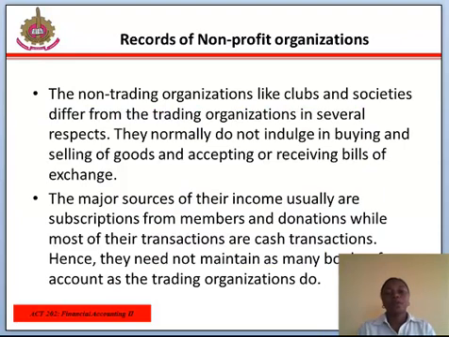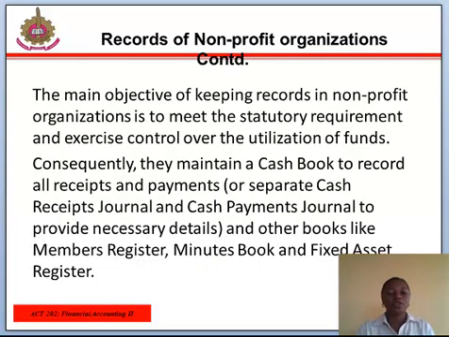Records of non-profit organizations. The non-trading organizations like clubs and societies differ from the trading organizations in several respects. They normally do not indulge in buying and selling of goods and accepting or receiving bills of exchange. Hence, the major sources of their income usually are subscriptions from members and donations, while most of their transactions are cash transactions. Hence, they need not maintain as many books of accounts as trading organizations do.